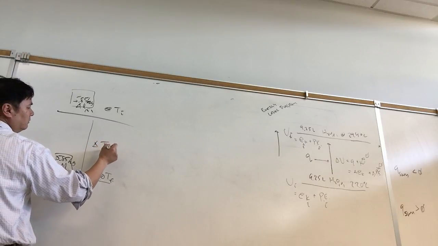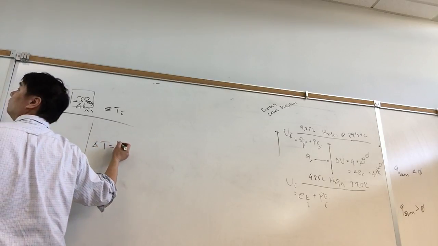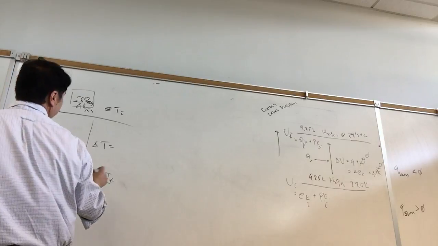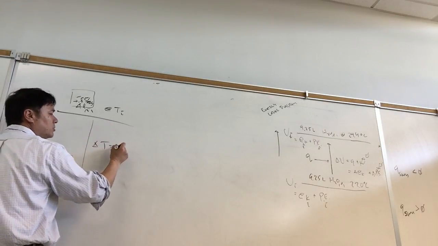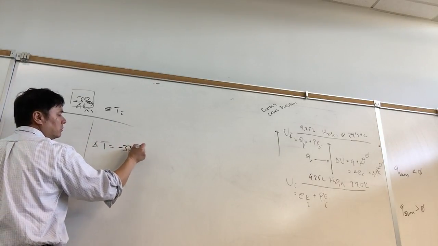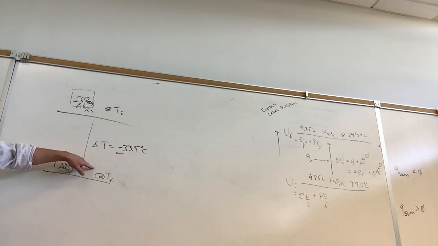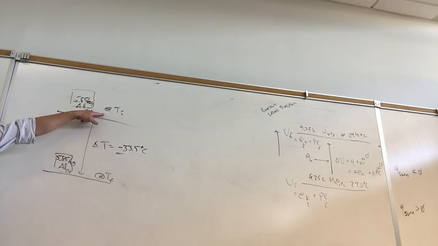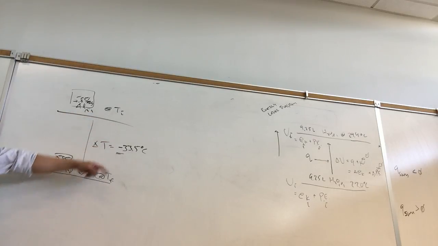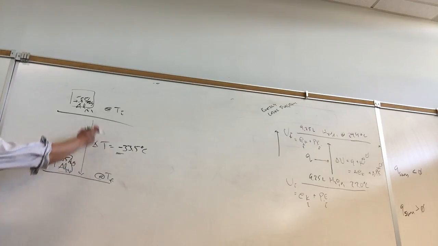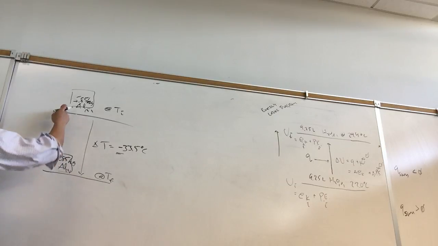Delta T here is equal to 33.5 degrees C temperature decrease. The temperature decrease is minus, this is going to be minus 33.5. T final minus T initial. T initial is bigger, so this is going to come out negative. We have to keep track of the sign. So, in other words, the object cools down.